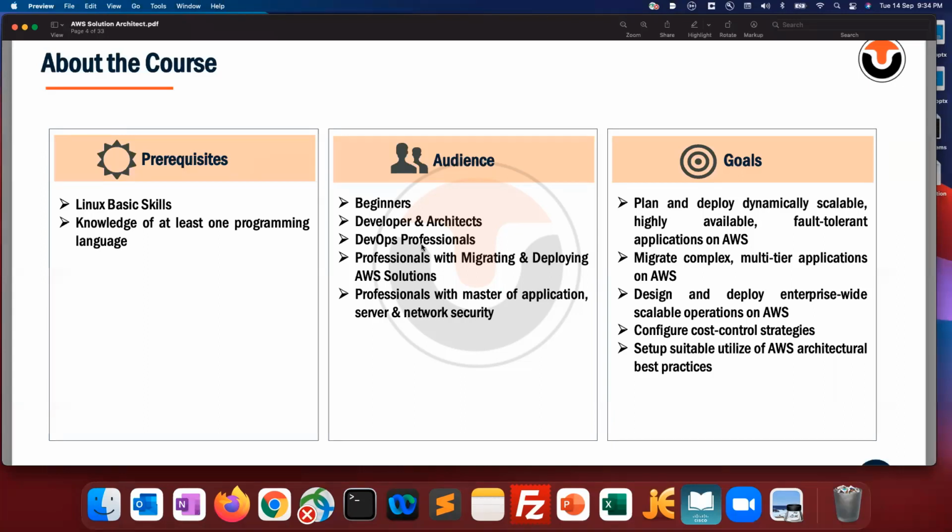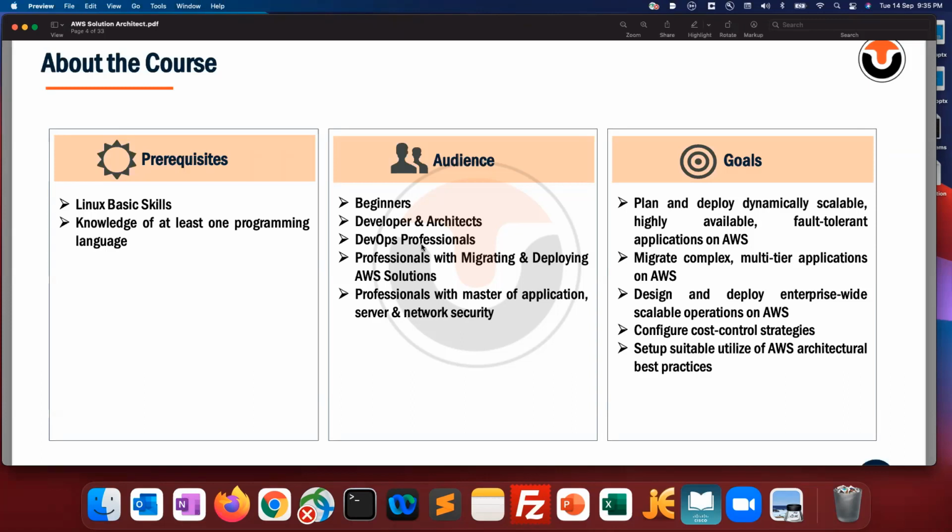All right. So this session is designed for an audience of beginners, developers and architects who are trying to host their applications in the cloud, or DevOps professionals. In the cloud, we also leverage DevOps tools in order to deploy your applications. So this is for somebody who is trying to use cloud infrastructure and deploy it using DevOps technology, culture or tools, somebody who is trying to migrate their on-prem data center to the cloud, and professionals who are trying to master application servers and network security. This is the target audience.